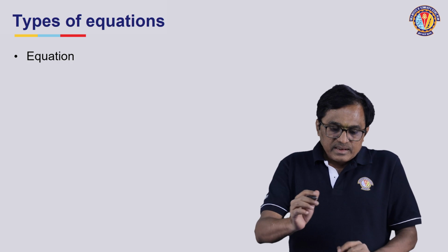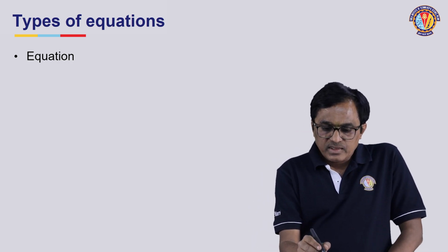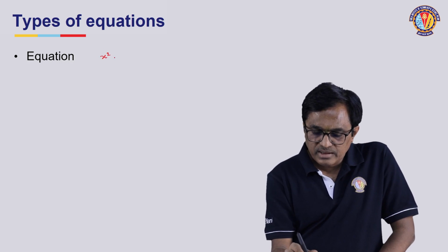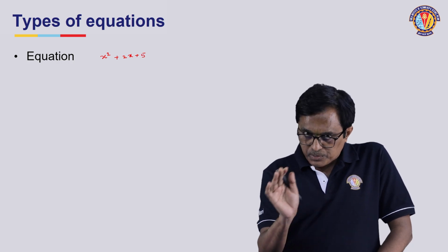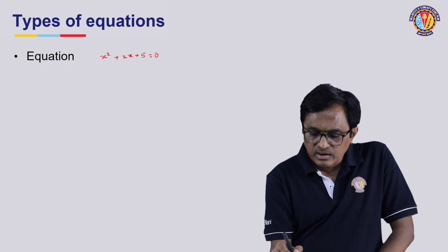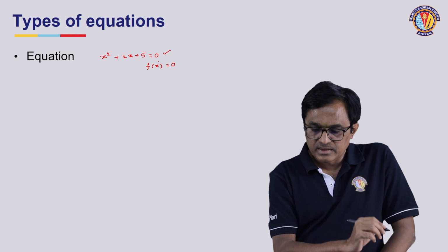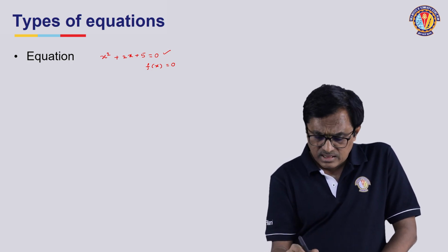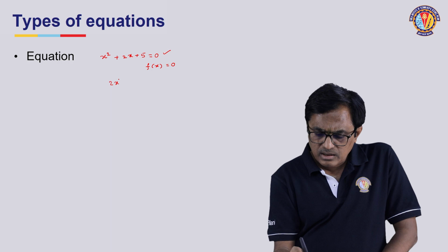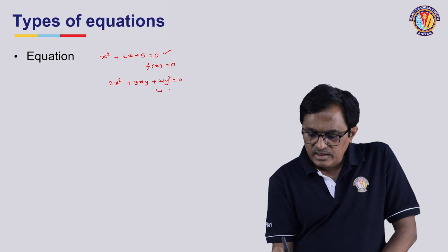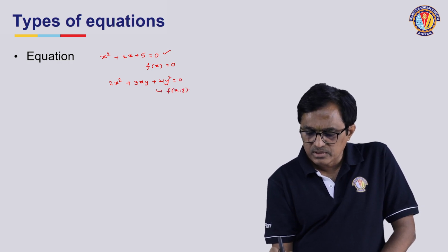Next, what is an equation? If the expression is equal to 0, suppose in the previous examples we take x square plus 2x plus 5, right? This is an expression. If it is equal to 0, then we call it an equation. That is, in general, f of x equal to 0 is how we represent it. We can have another example like 2x square plus 3xy plus 4y square. So this is also an equation, where here it is f of x comma y equal to 0.